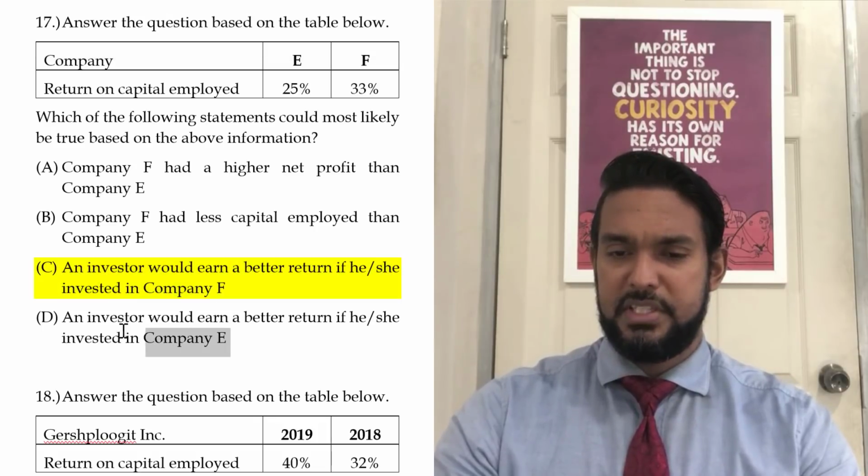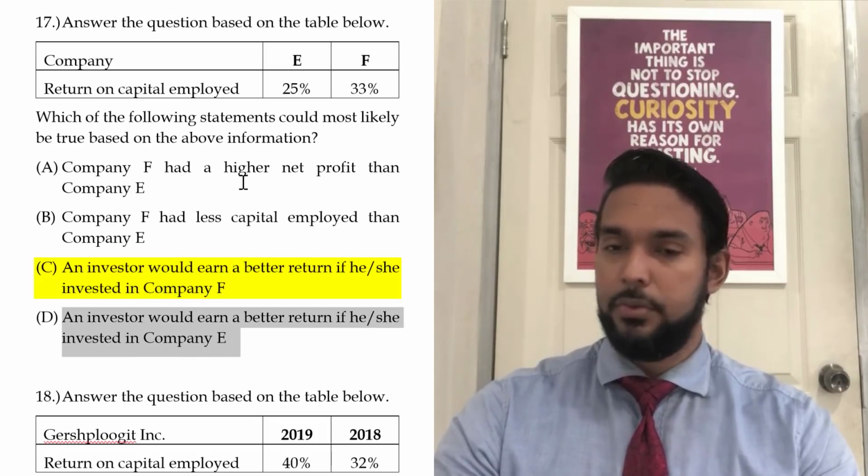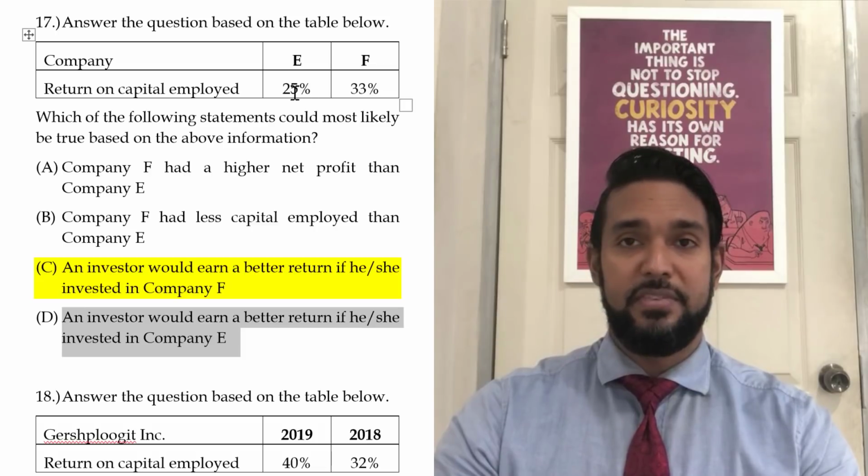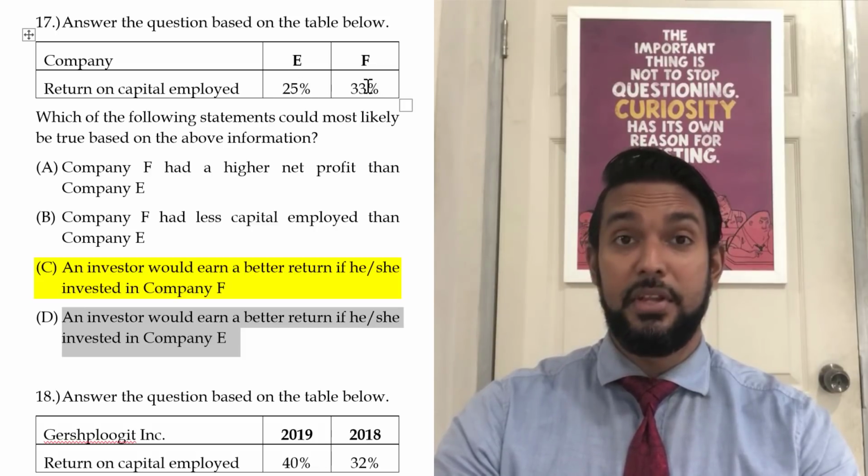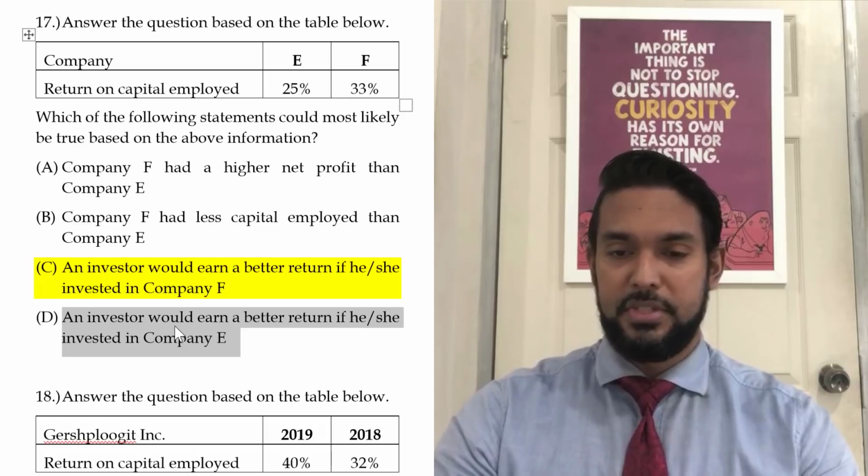Let's just check D. An investor would earn a better return if he or she invested in E, you'll only earn 25% on your investment as opposed to earning 33% if you invest in F. So D is definitely out.